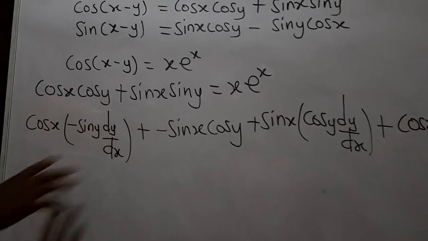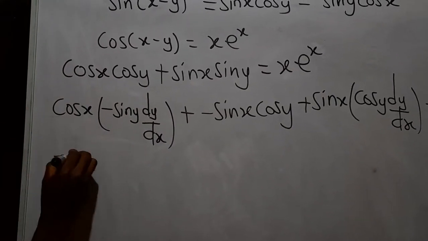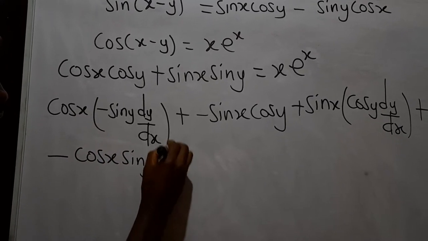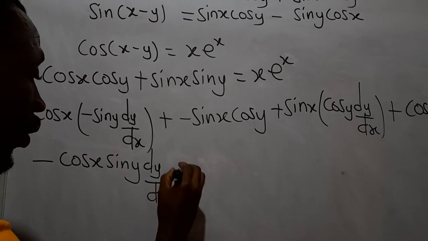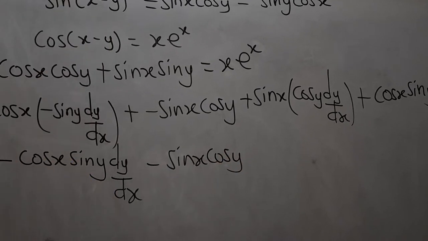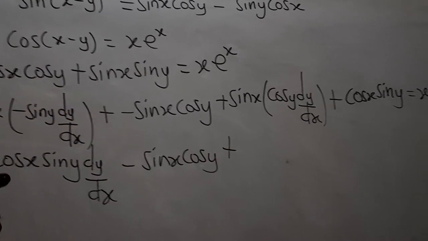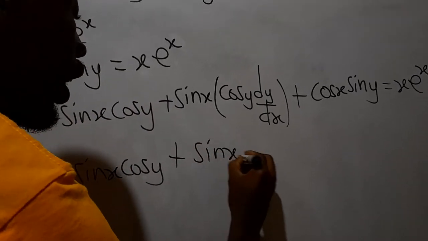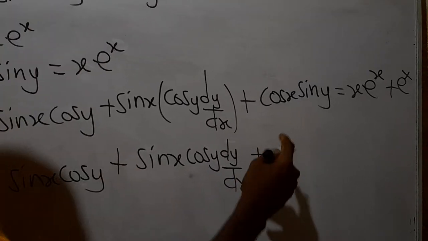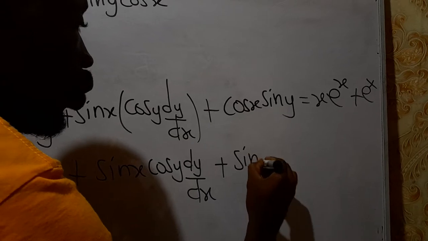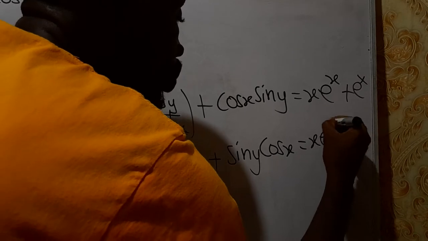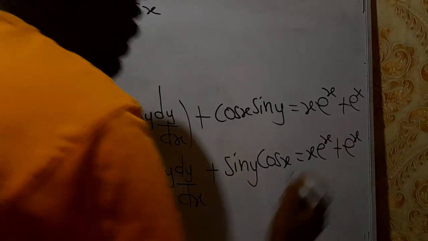Now, we need to rearrange this to look very good. So we have negative cos x sin y dy/dx, minus sin x cos y, plus sin x cos y dy/dx, then plus sin y cos x, will be equal to x e^x plus e^x.